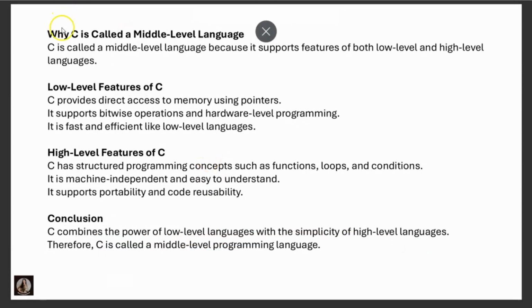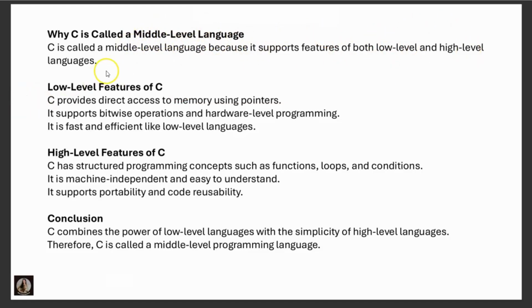Clear? Let us understand why C is called a middle level language. C is called a middle level language because it supports the features of both low level language and high level language. Middle means it is not purely high level and not purely low level, so it supports the features of both. That is why it is called a middle level language.